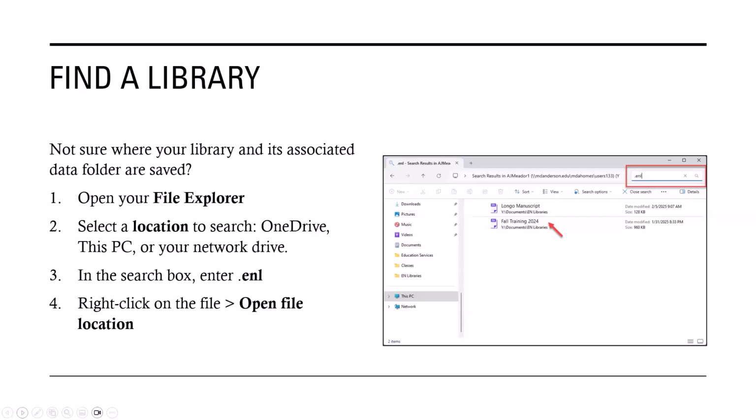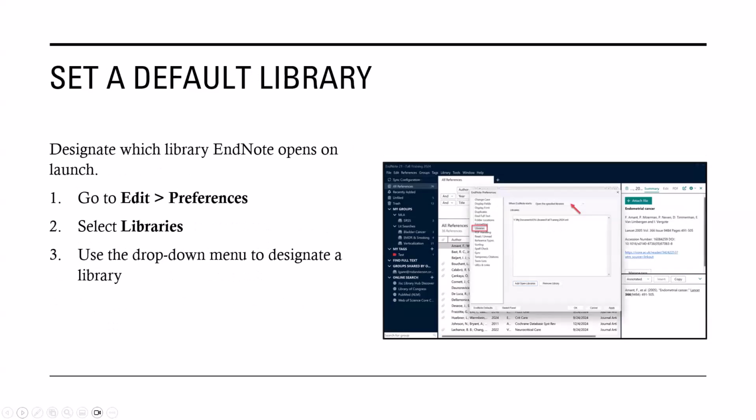You'll also see a snippet of where that file is located, but you also have a menu. If you right click on the file, you should have an option to open the file location, and this is going to show you exactly where the file is located. So that will help you identify whether or not you have any EndNote libraries, and if you do, where they are.